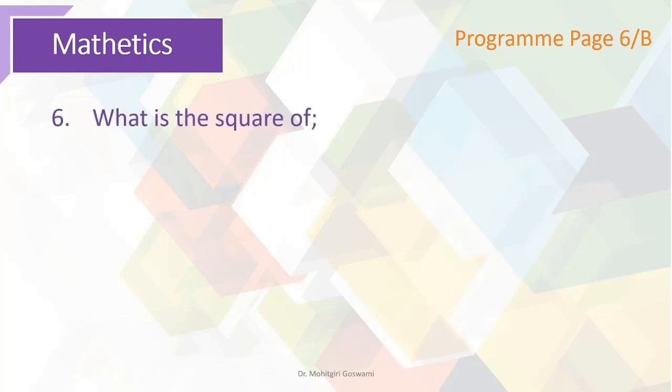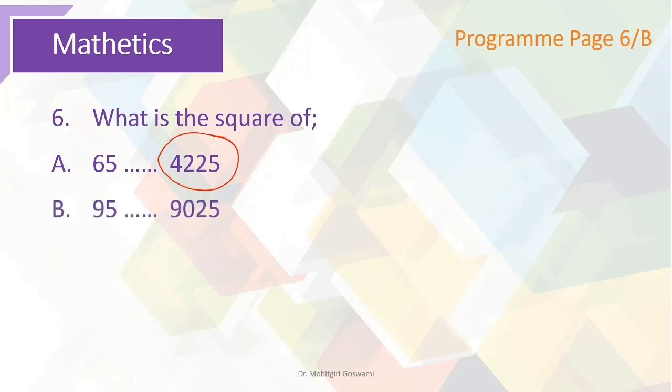Again, we are having some more examples. What is the square of 65? 6 into 7 is 42. And to the right, we will write 25. So 4225. And for 95, 9 into 10, 90. To the right, we will write 25. So the answer will be 9025. So this is the example of mathetics type programmed learning.